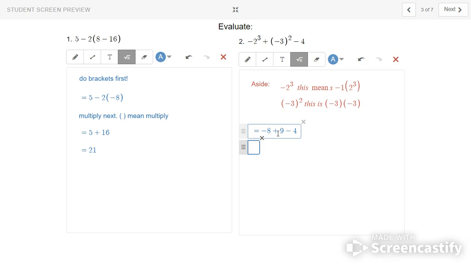We've completed the exponents. There's no other brackets, no multiplications, so I'm going to add and subtract based on left to right. So first, negative 8 plus 9. That's positive 1. Positive 1 take away 4, negative 3.